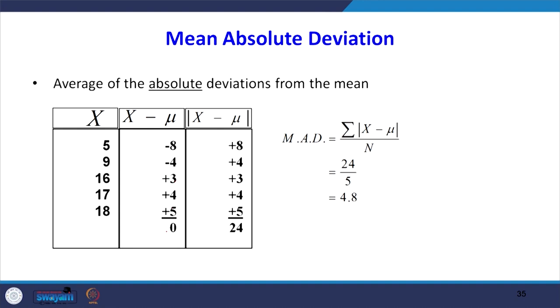When you add these, it becomes 0. So, since we are getting 0, we cannot measure the dispersion. One way is to remove the negatives and take only the positive values. When you take the positive values, the sum is 24. So, 24 divided by 5, as there are 5 data points, gives 4.8, which is called the mean absolute deviation. It is the average of absolute deviations from the mean.